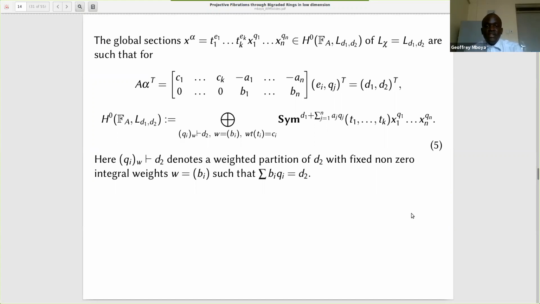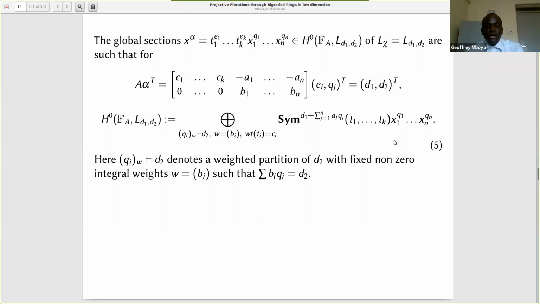A general line bundle, say L chi, where chi is character D1, D2, is defined by remembering that for A given by the matrix C given, if you multiply A by a general section, the transpose of the multi-index alpha of a general global section should give us D1, D2. So rearranging this with some simple algebra gives us that the sections of line bundle L D1, D2 are given by equation 5.